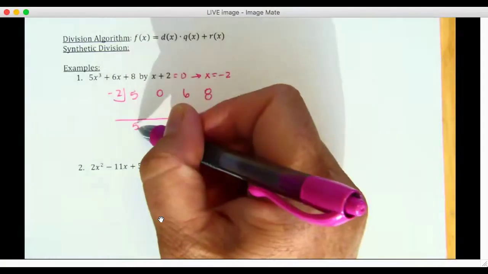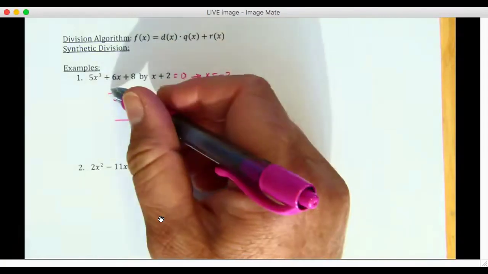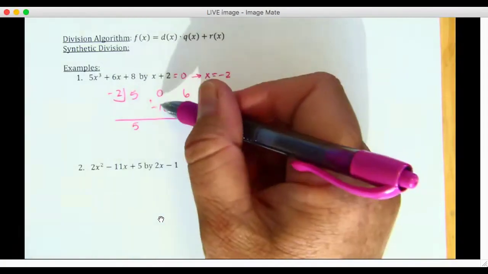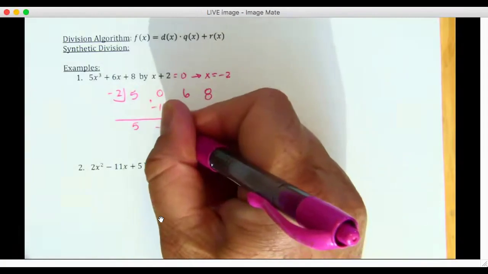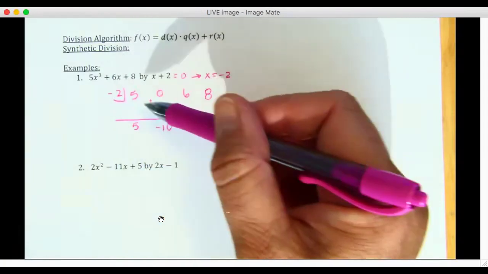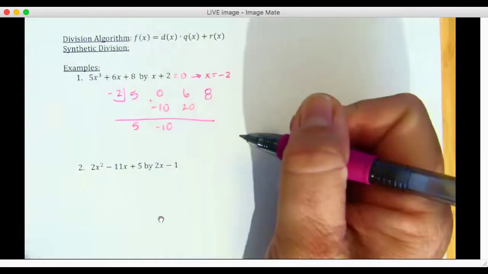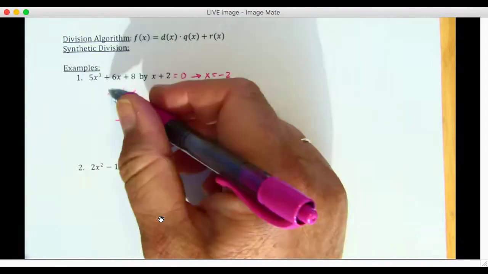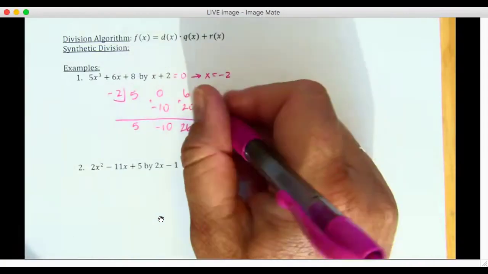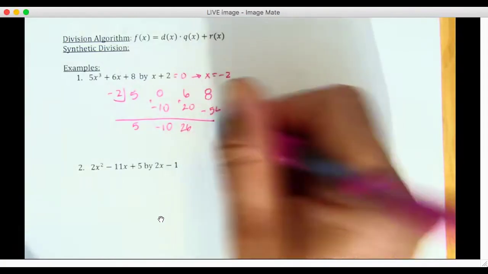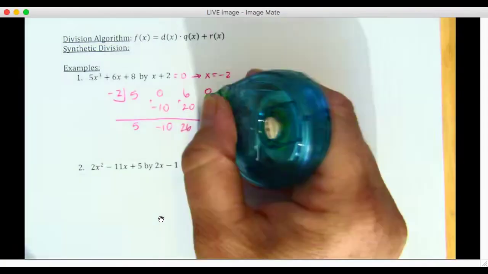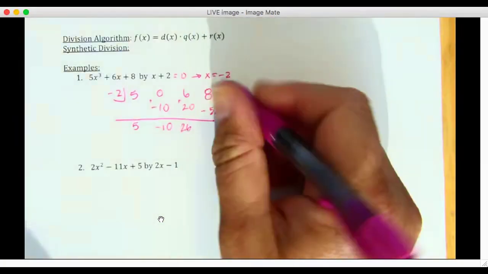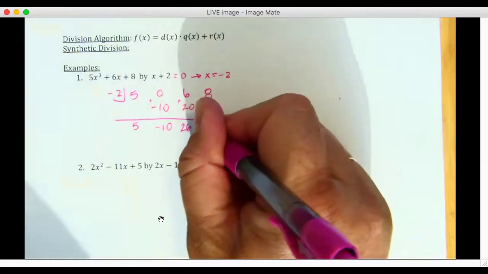And diagonally, we will be multiplying, vertically adding. So negative 2 times 5 is negative 10. And then I'm adding here 0 plus negative 10 is negative 10. And then I continue to repeat that process. Negative 2 times negative 10 is 20. And then 6 plus 20 is 26. And then negative 2 times 26 is negative 52. And then 8 plus negative 52 is negative 44.